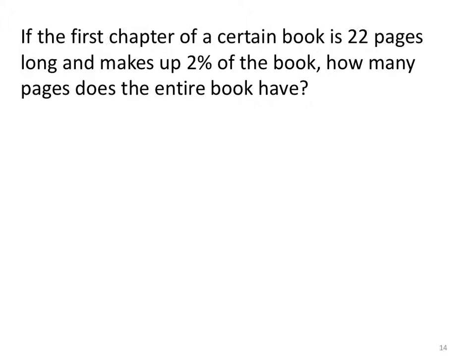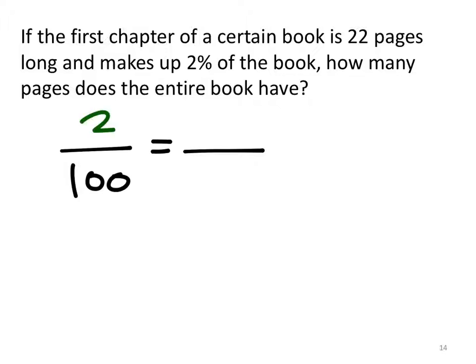If the first chapter of a certain book is 22 pages long and makes up 2% of the book, how many pages does the entire book have? All right, percent proportion again. Here's what we know is that 2% of the book is the same as 22 pages. What we don't know is how many total pages are in the book. So we have a part of the book, which is 22 pages. We just don't know how many pages are in the whole book.